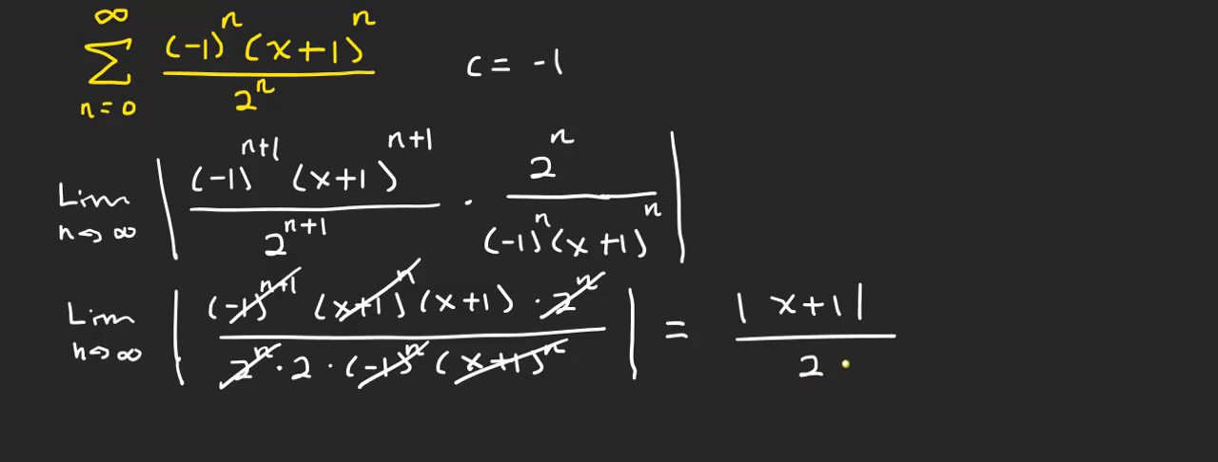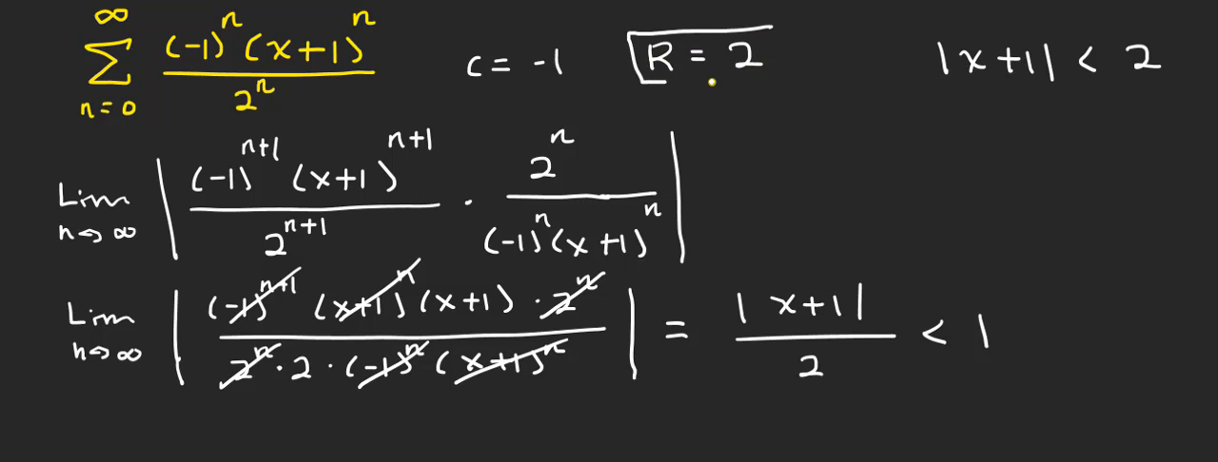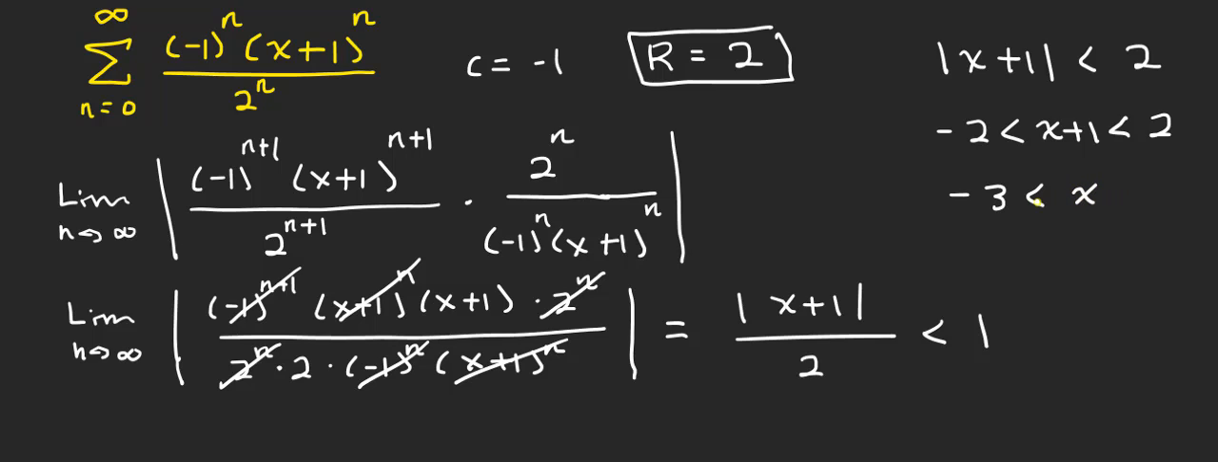Now, in order for that to converge, you know that this has to be less than 1. Let's multiply both sides by 2. You get absolute value of x plus 1 is less than 2. So now we know that the radius of convergence will be 2. Also, let's solve this. When you solve this, you get negative 2 and then x plus 1 in the middle. Subtract 1 on all sides, you get negative 3. X is greater than negative 3 and less than 1.